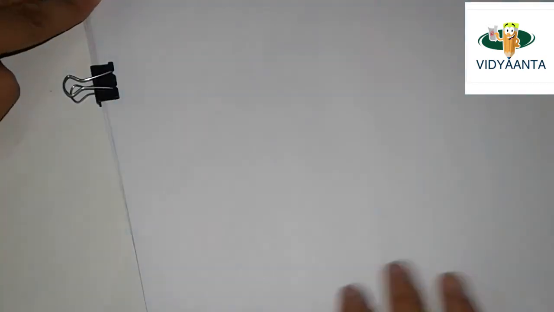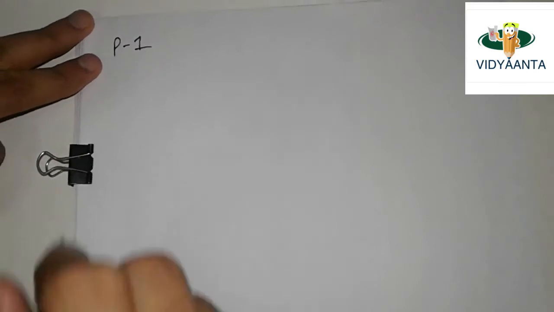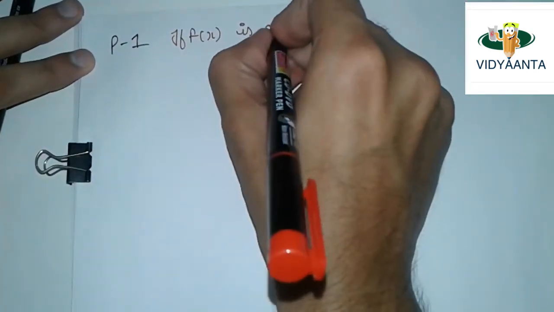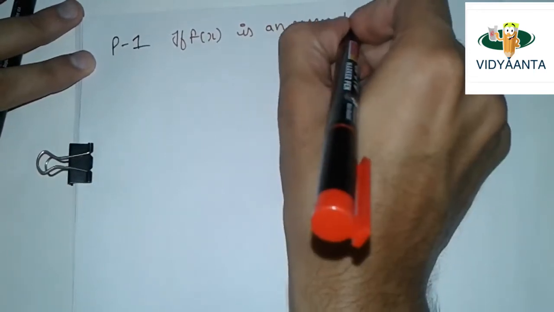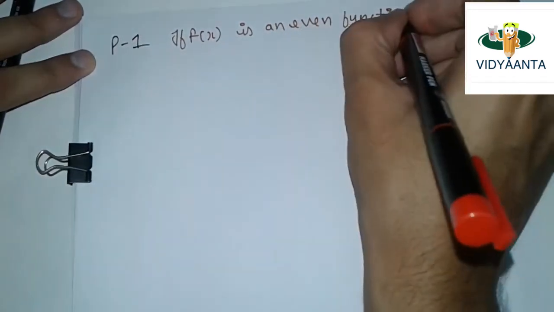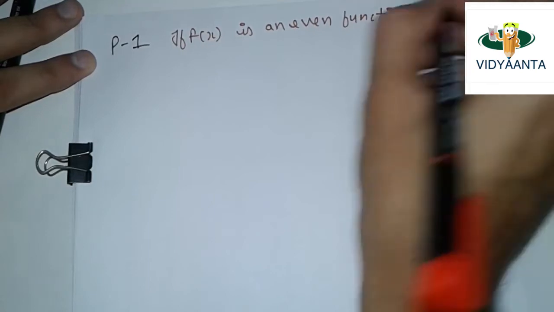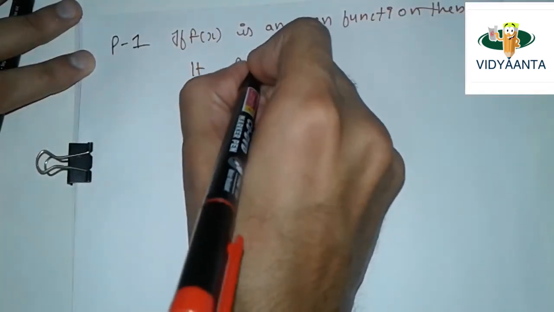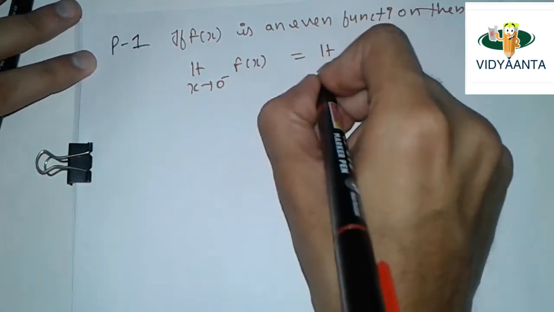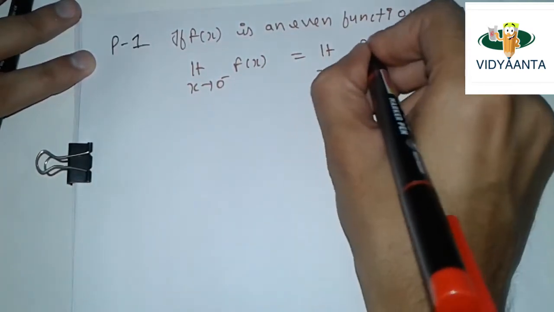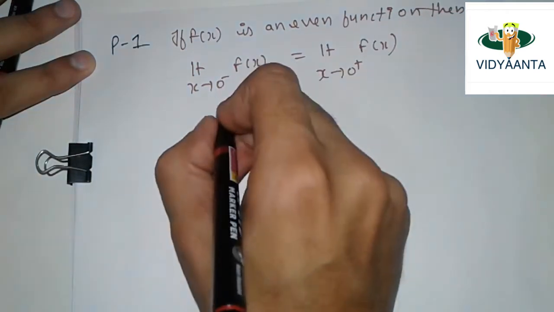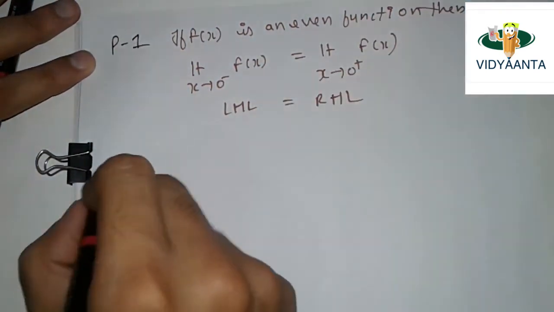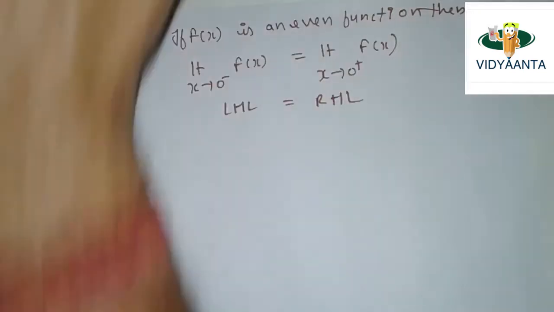Property 1. If f(x) is an even function, then the limit of x tends to 0 minus of f(x) must be equal to the limit of x tends to 0 plus of f(x). In short, we can say that LHL is equal to RHL. Property number two.